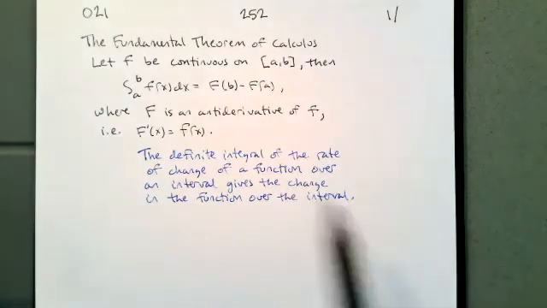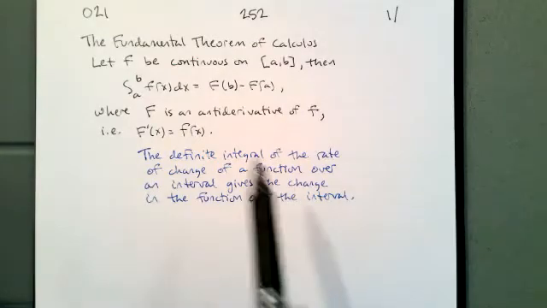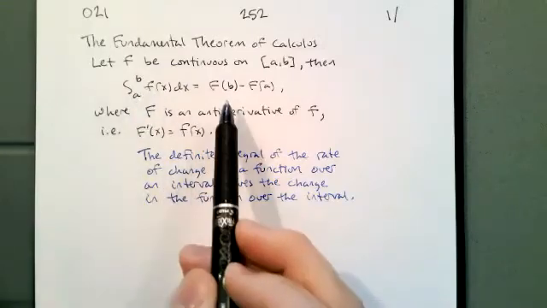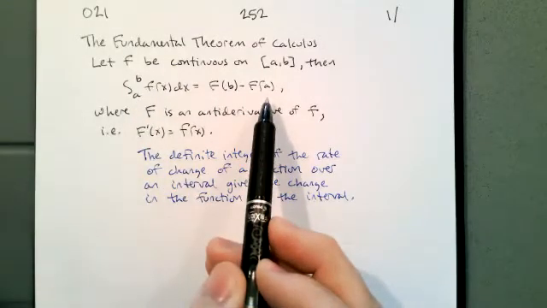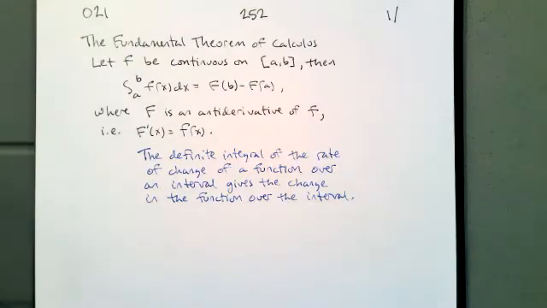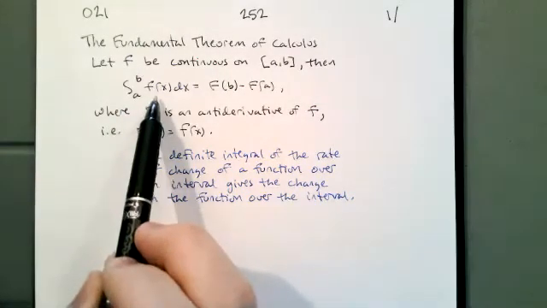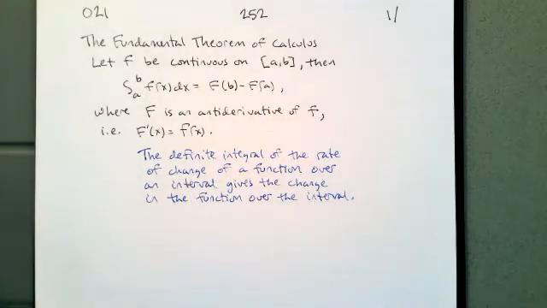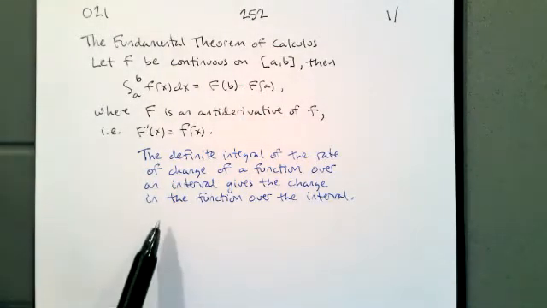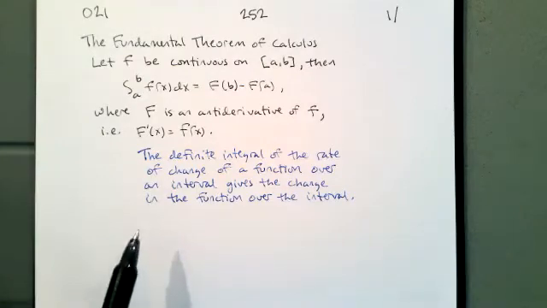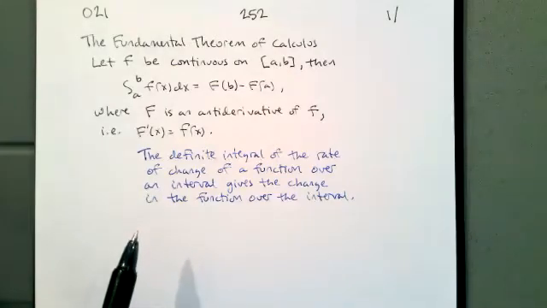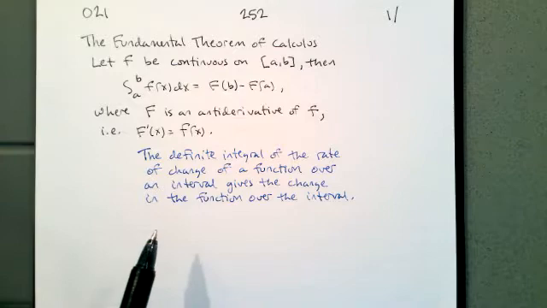So when we're integrating, to interpret this, when we integrate a rate of change over an interval, that tells us how much the function has changed on that interval. So we're integrating capital F prime, a rate of change of a function. That will tell us how much the function has changed on the interval. That's how we can interpret the definite integral. The definite integral of the rate of change of a function over an interval gives the change in the function over the interval.